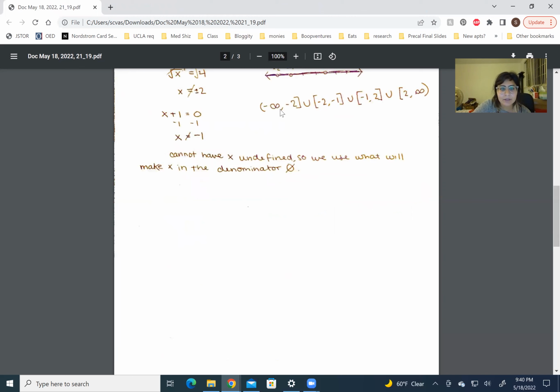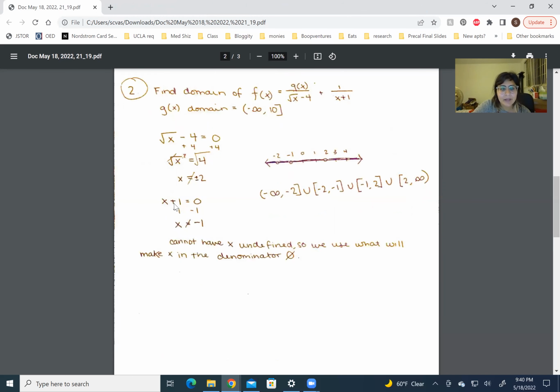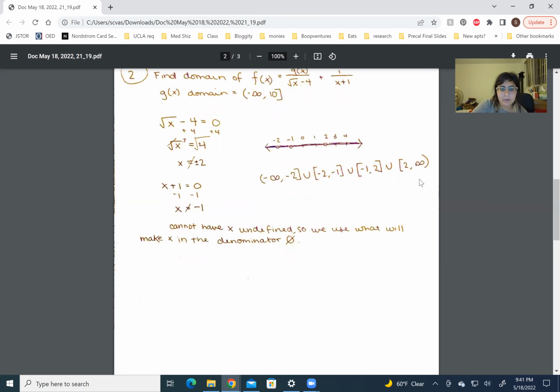So I'm gonna scroll up a little bit. Okay, so what I got is x cannot be plus or minus 2, so -2 or +2, and it cannot be -1. So this is what I got for the domain of this function. And so it's everything in between those numbers.